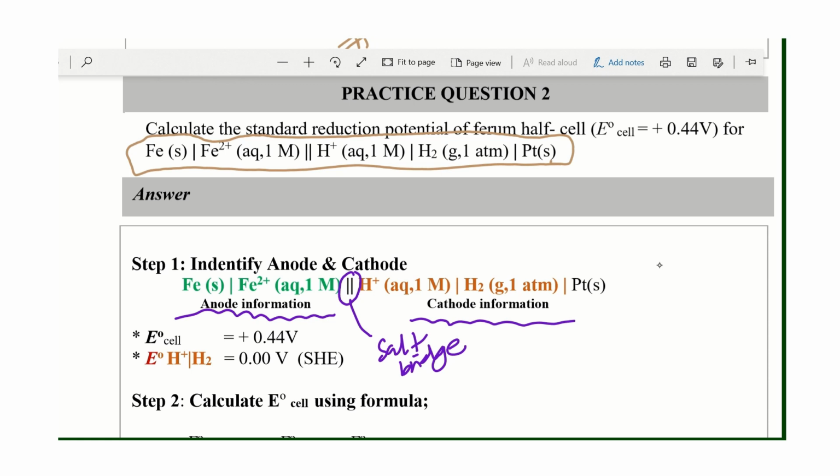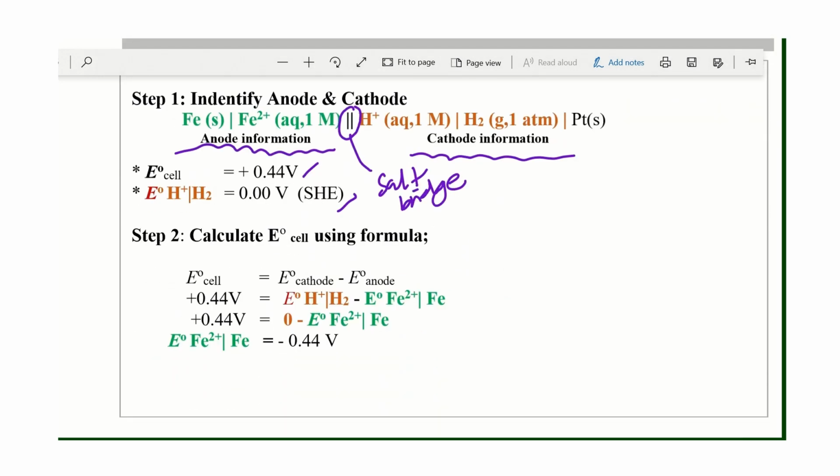We are also given E°cell, and E° hydrogen equals 0, a value we get from the standard reduction potential table, 0 volt. Using the formula, we substitute the information given. E°cell is positive 0.44 and E° hydrogen, which is at the cathode, equals 0. Now we can calculate E°anode. So E° iron, ferrum, is negative 0.44 volt.